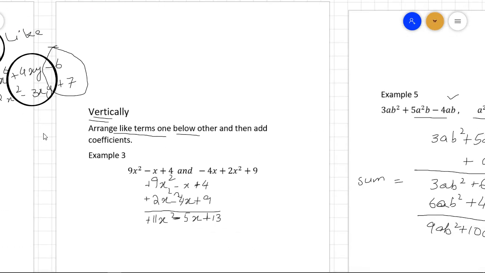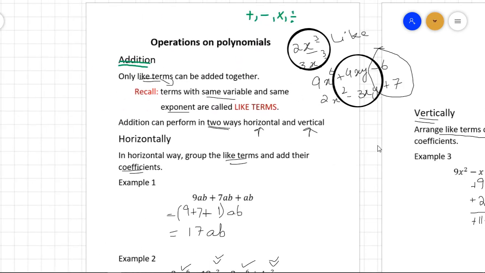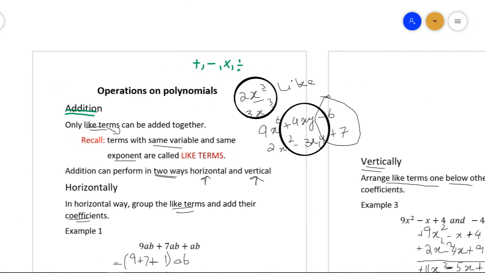Practice questions are attached in the course, so you can practice it.